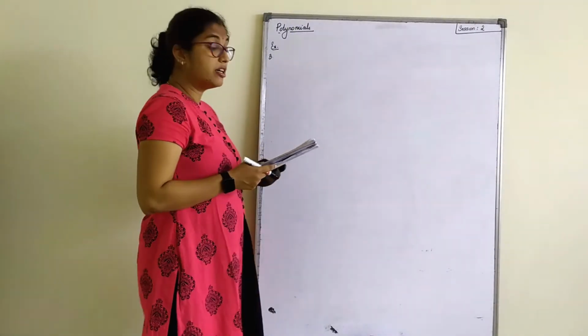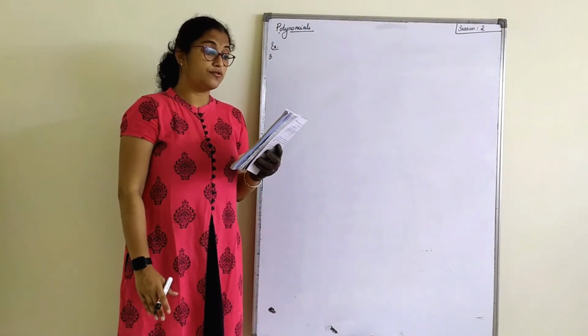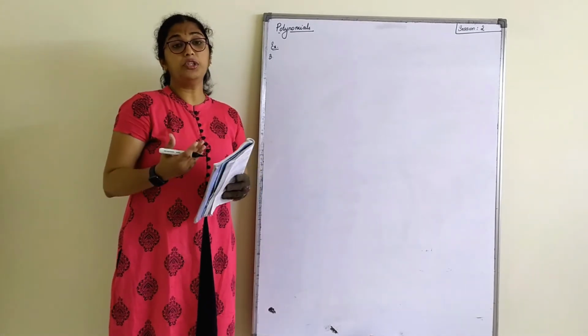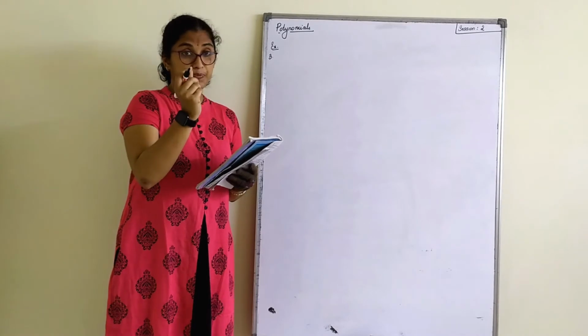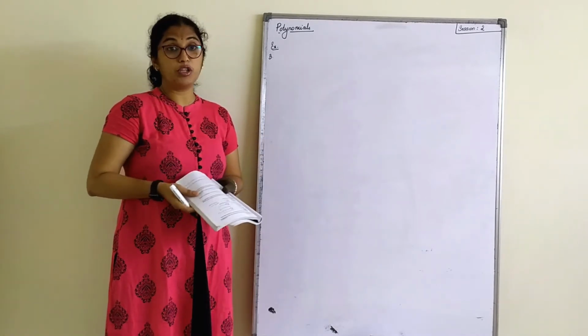The next, third thing is: verify whether the following are the zeros of the polynomial indicated against them. Now, how do you know that the given number is a zero of the given polynomial? How do you check that?